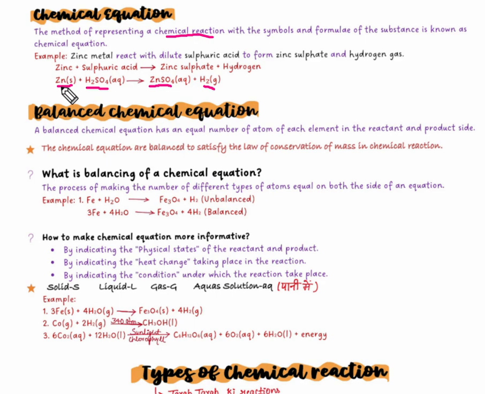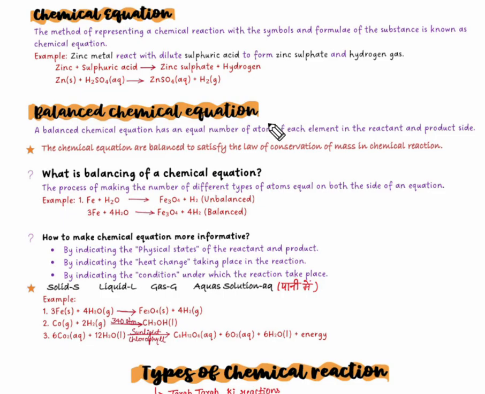The left hand side is called the reactants and the right hand side is called the products. This we have discussed in part one. Both are separated by an arrow that goes from left to right, which shows the direction of the reaction. Now let us discuss how to write a balanced chemical equation.